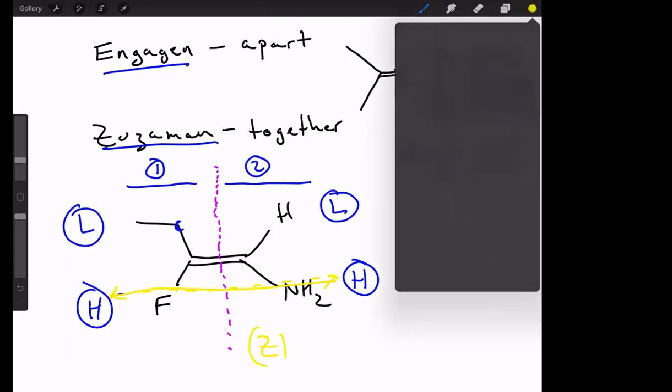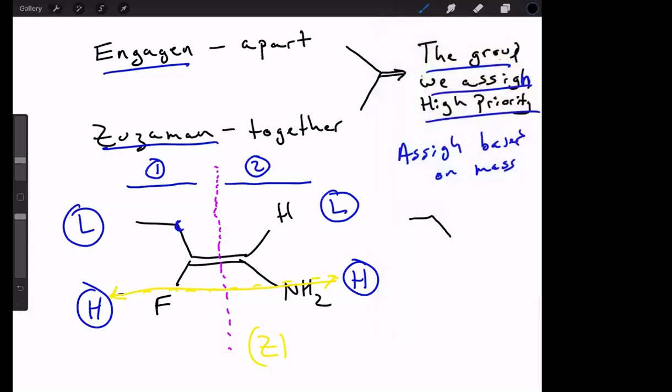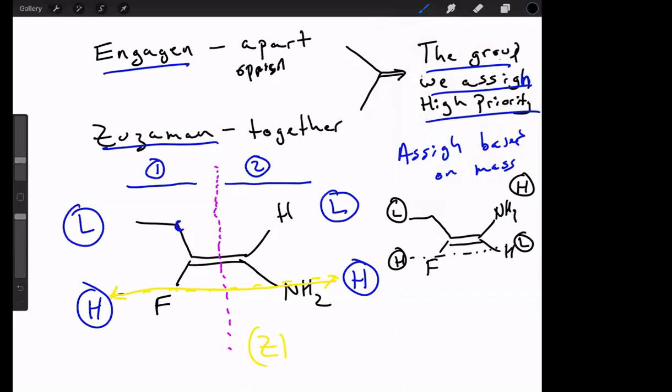If I were to redraw the molecule and swap the position of the ammonia group, I would get high priority here, low there, high here, and low there. And now we would say the high priority groups are apart or opposite from each other. And so this is the E version.